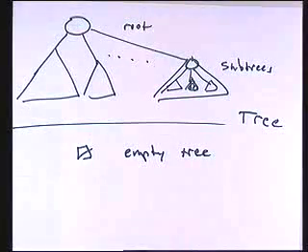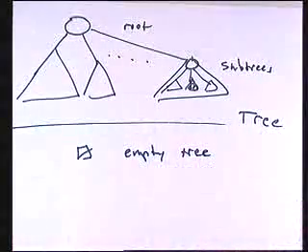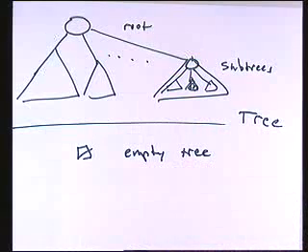The point is a tree is defined as either being empty or being a root node and then pointing downward to a collection of 0 or more subtrees. And then the subtrees are defined the same way. So that's the idea of a tree.